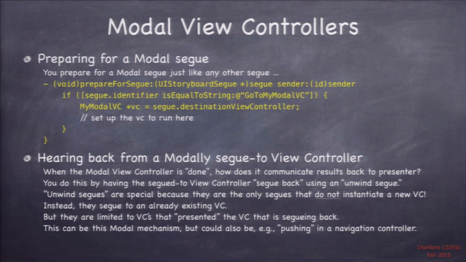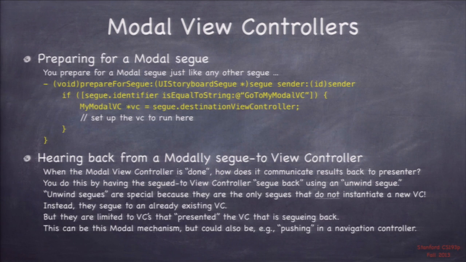An unwind segue means you're going back to someone who put you up, someone who put you on screen. We call a view controller that puts another view controller on screen a presenting view controller because it's presenting this other view controller, okay? So an unwind segue, you're going back to someone who presented to you. Unwind segues can only go back to someone who presented you. You can't unwind to someone else who didn't present you. But in the case where we had modal and then that modal brought up another modal, you can unwind two levels at once. Okay, so you can unwind to anybody who presented you either directly or indirectly.